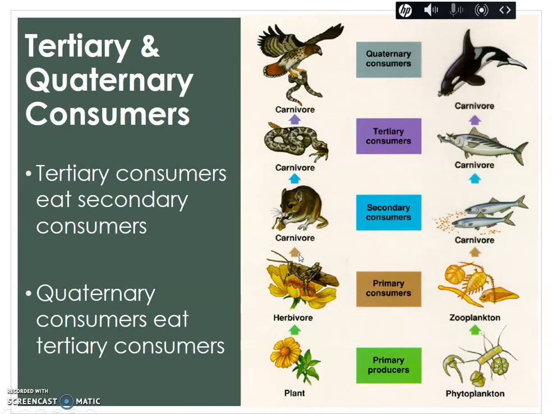Okay, now tertiary and quaternary, so the third or fourth levels that eat. These are the ones that eat the secondary consumers, and the quaternaries eat the tertiary consumers. We typically don't go this high up on the food web or food chain, but there are instances where you will. And so this is where you will see your producers down at the bottom. The primary consumers are the ones that eat the producers. Secondary eat the primary. Tertiary eat the secondary. And quaternary eat the tertiary. Pause as you need to.